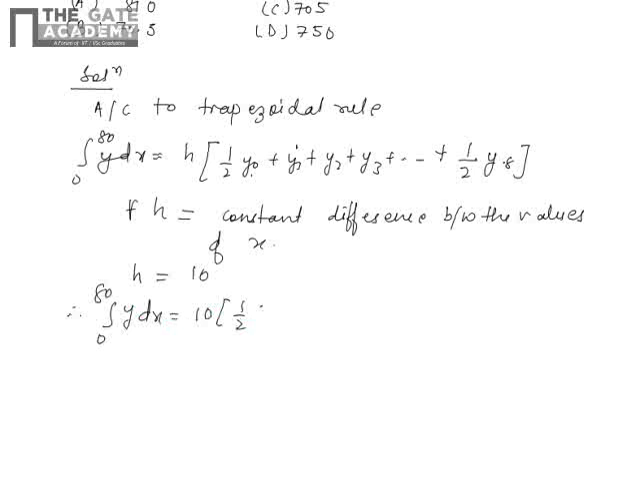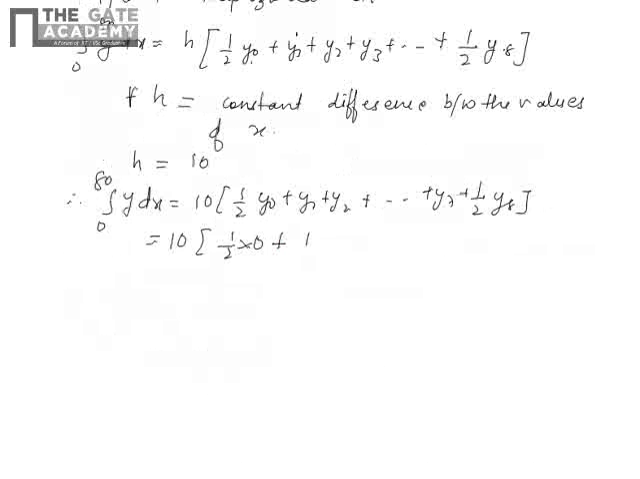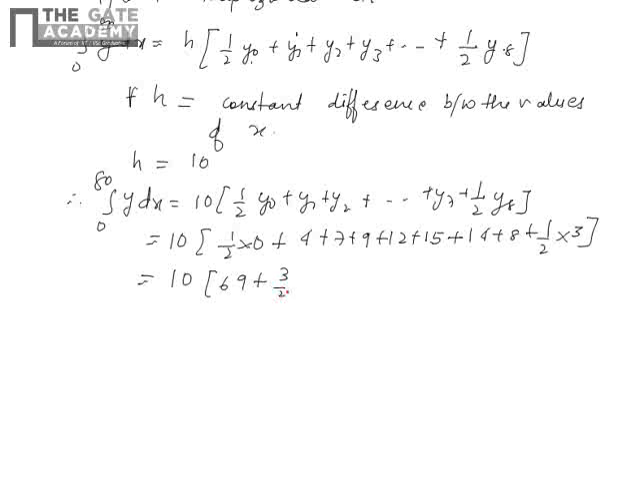So it will be h into 1 by 2 of y0 plus y1 plus y2 and so on, plus y7, plus 1 by 2 of y8. So it will be 10 into 1 by 2 into 0, so for 0 it is 0. For 10 it is 4, 7, 9, 12, 15, 14, 8, plus 1 by 2, and the last value is 3. So it will be 69 plus 3 by 2, so it will be 10 into 70.5. When you calculate this value, it will come to 705. So our answer will be C. Thank you.